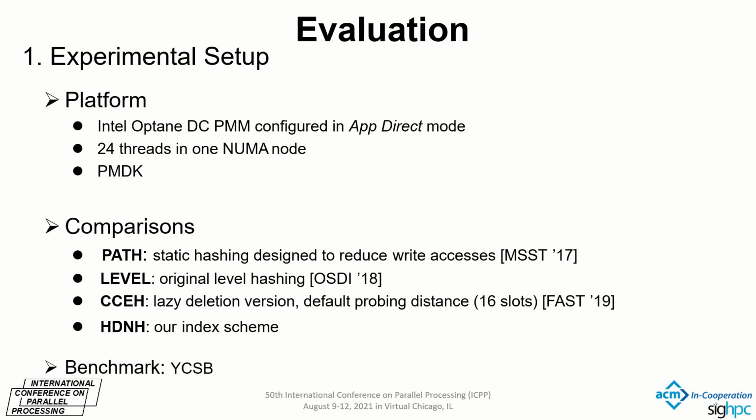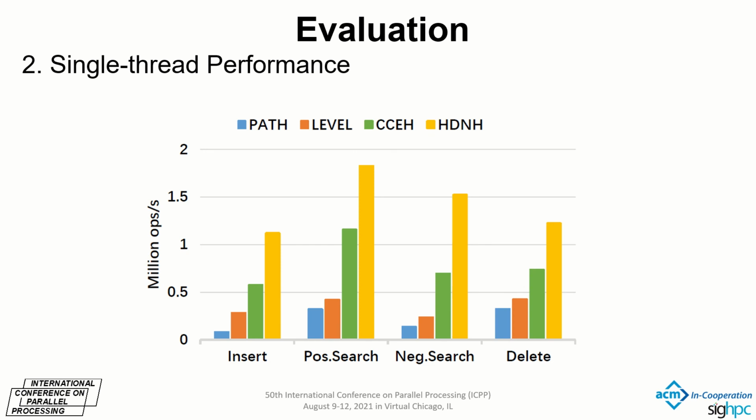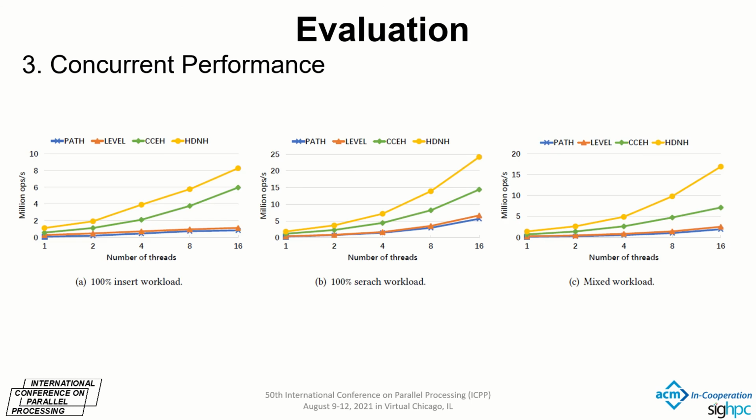And our experimental setup is as follows. We use app direct mode in AEP, and we use the PMDK package to program in our experiment. We compare the following hashing-based index schemes in NVM: Path, Level, CCEH and HDNH. The picture shows the single-thread performance, and this figure shows the concurrent performance.